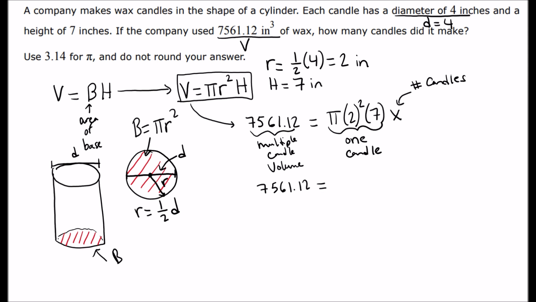Right, so we got 7,561.12 equals, we got 2 times 2 is 4, and then 4 times 7 is 28. So we have 28 pi times x. And we're going to divide both sides by 28 pi. And so we get x is equal to this right here. Now this divided by 28 pi, but we're going to replace pi with 3.14, right?